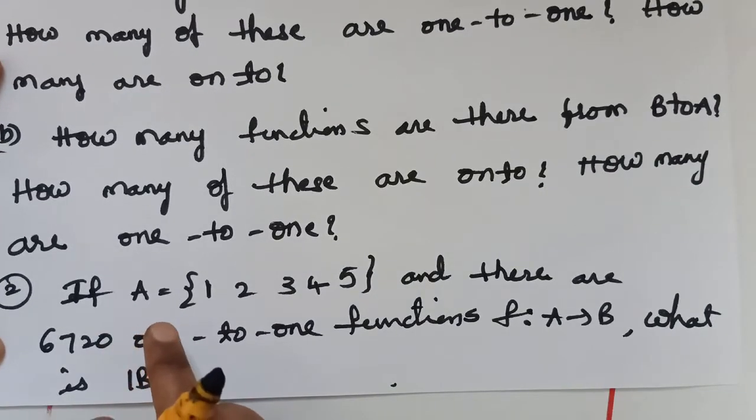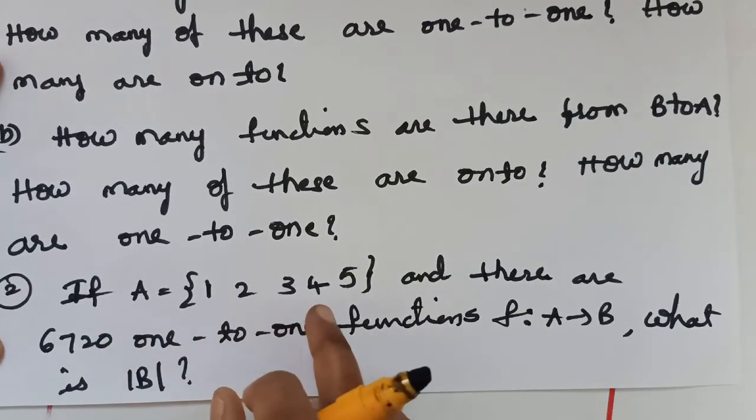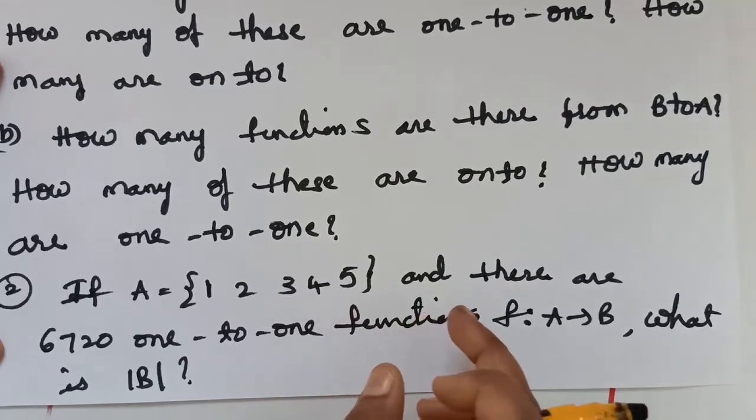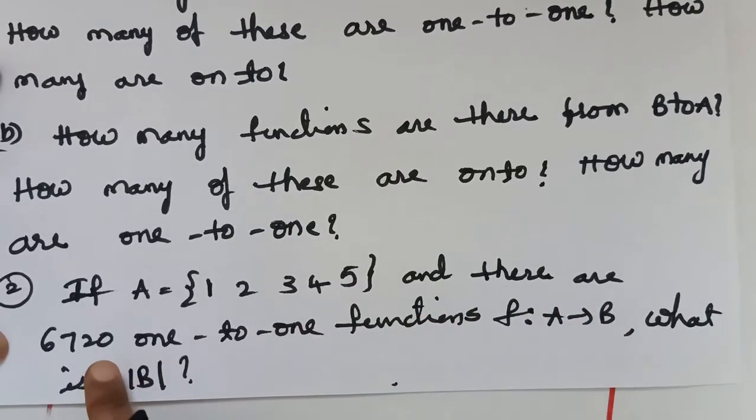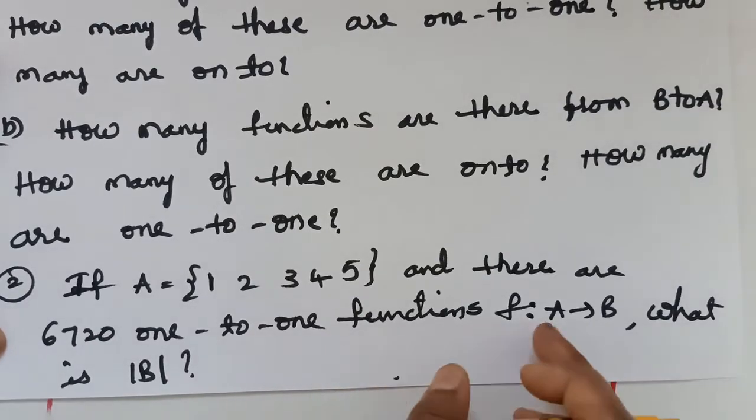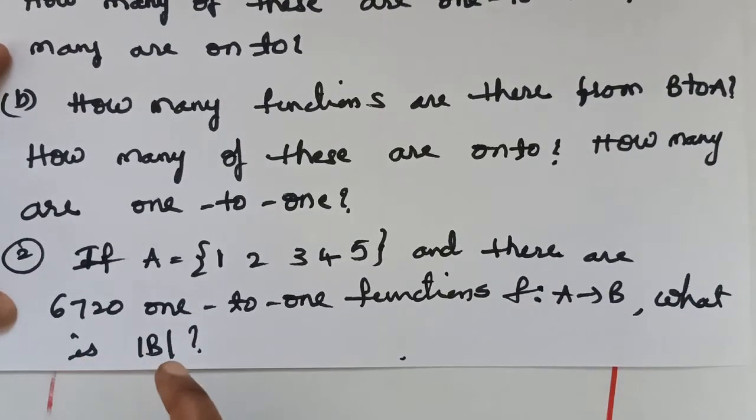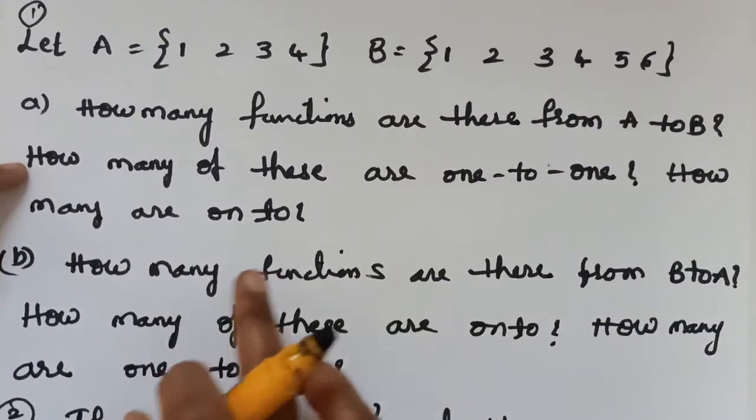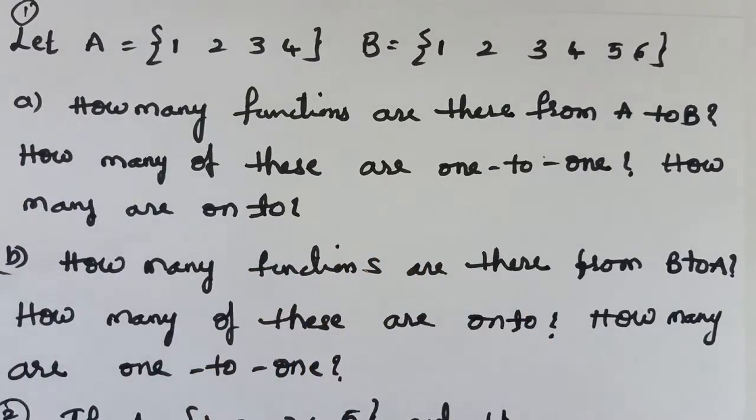Second problem: if A is equal to {1, 2, 3, 4, 5} and there are 6720 one-to-one functions from A to B, what is mod B? So these are the problems we are going to discuss in this session.